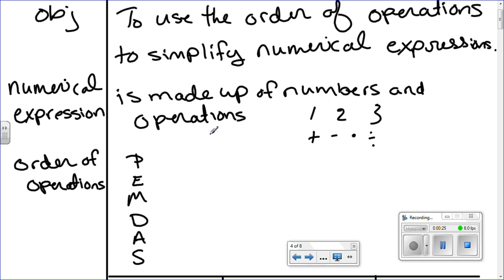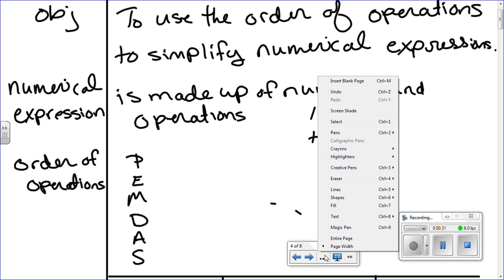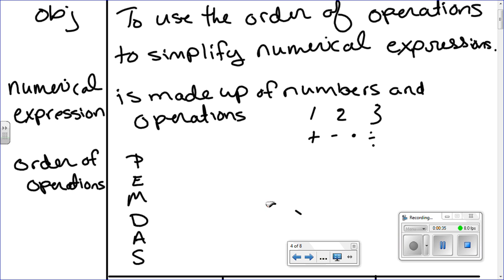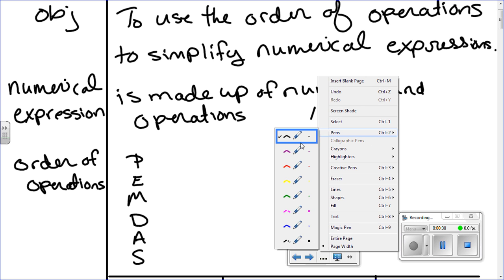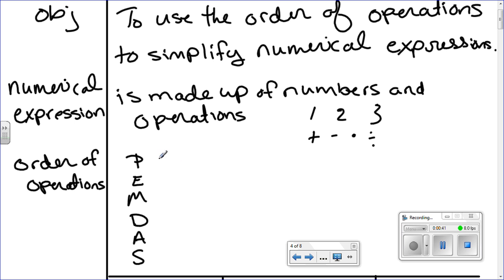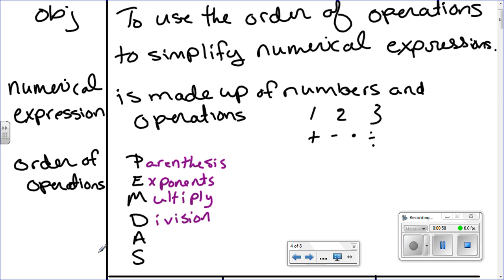What are the order of operations? They are PEMDAS. So let's get in here and go through some more of these. Okay, let's get a different color in here. So what does this stand for? You guys should have seen this before, but we have parentheses. We have exponents. We have multiply, division, addition, and subtraction. Now, if you guys need to pause this and write this down for your notes, because you do need to have all the stuff that I put on here, please do so.